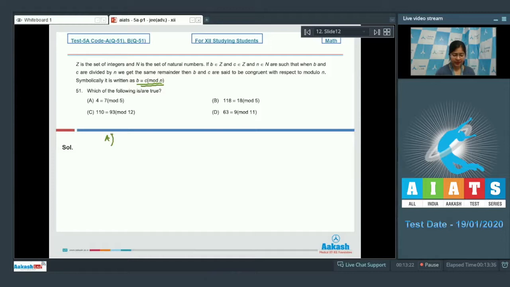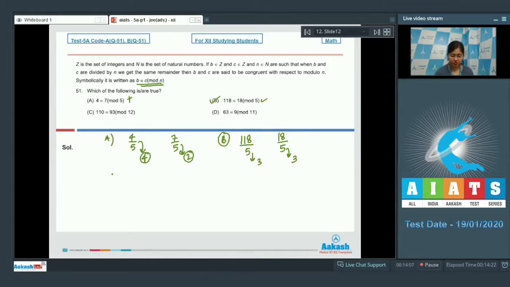Option A says, we can write it in this format if 4 divided by 5 and 7 divided by 5 both give the same remainder. The remainder here will be 4 and here it will be 2, which is not the same, so this is incorrect. Now option B says, when 118 is divided by 5 and when we divide 18 by 5, do we get the same remainder? Let's check. Here we get remainder 3 and here also remainder 3. So this can be written in this format, and this option is correct.